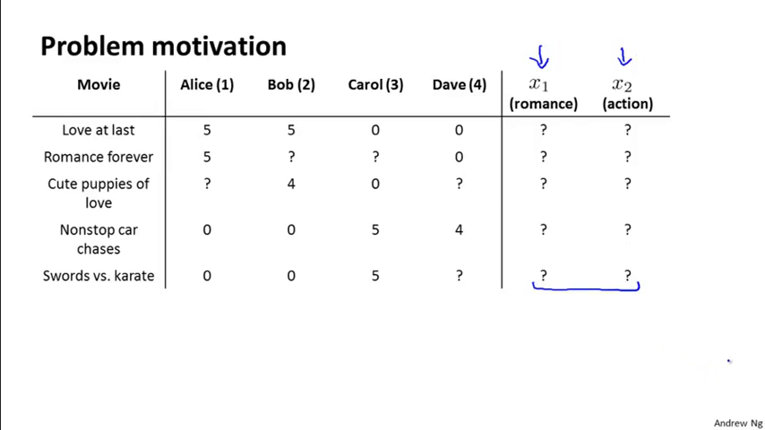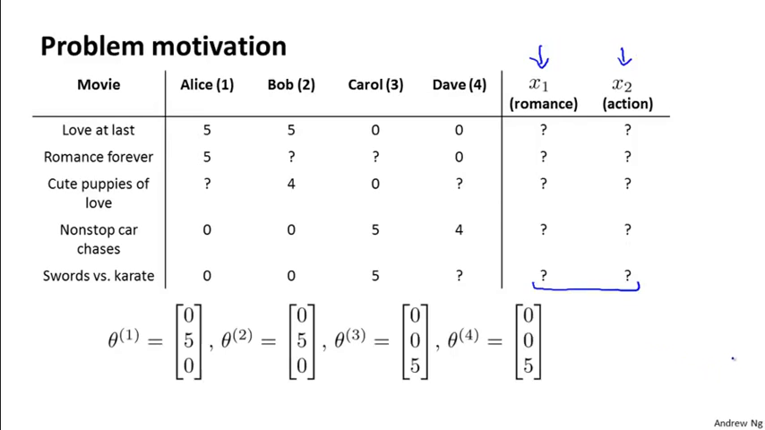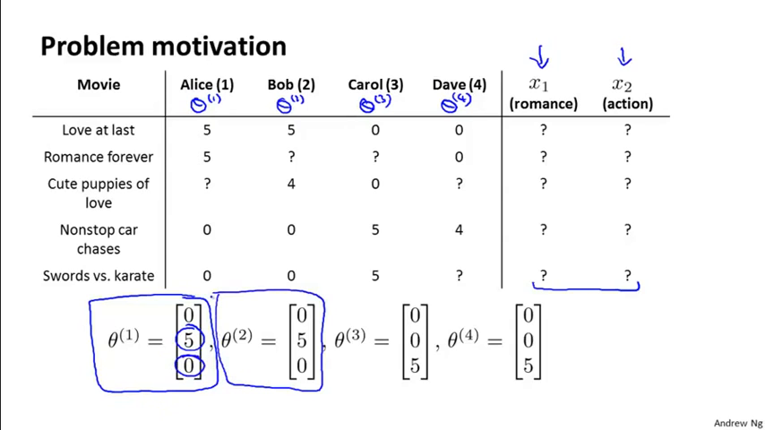Let's say that we've gone to each of our users, and each of our users has told us how much they like romantic movies and how much they like action-packed movies. So Alice has associated a parameter vector theta1, Bob theta2, Carol theta3, Dave theta4. And let's say Alice tells us that she really likes romantic movies, and so there's a 5 there, which is the multiplier associated with x1. And let's say Alice tells us she really doesn't like action movies, and so there's a 0 there. And Bob tells us something similar, so we have theta2 over here.